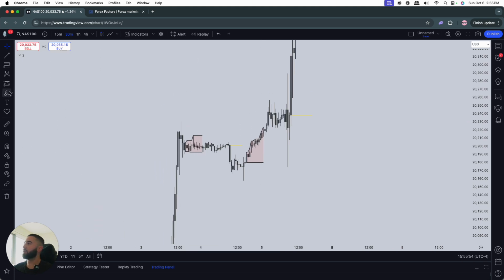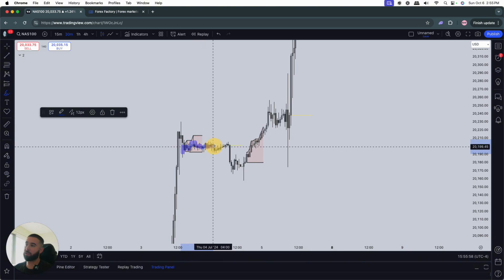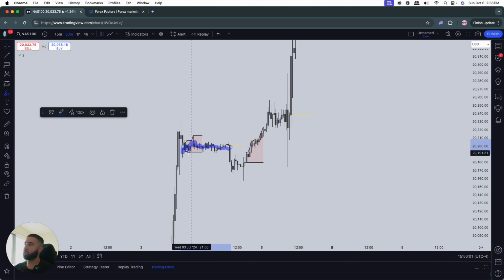So if we notice in this piece of price action, what do you have? You have the market going sideways for a while, right? These are 30-minute candles.